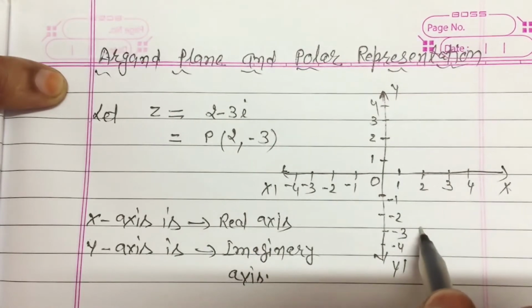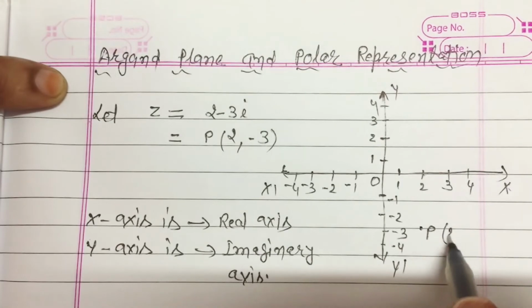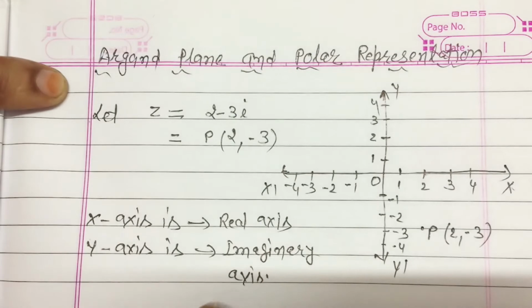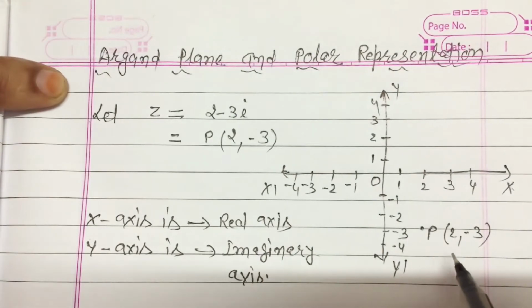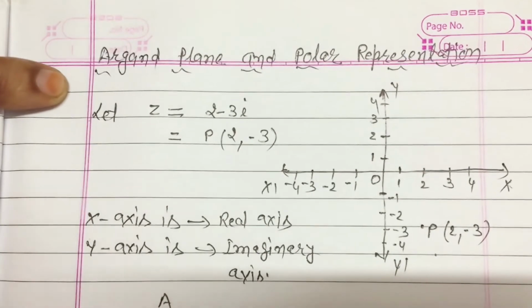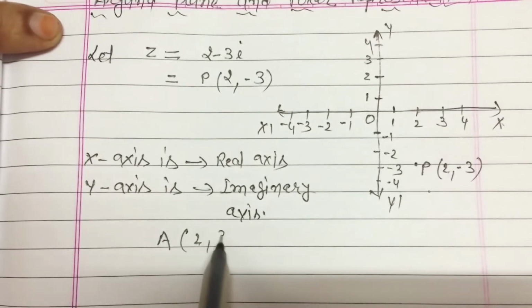So we represent it here. Okay, so P is a point (2, minus 3) and the plane having a complex number assigned to each of its points is called a complex plane, or the Argand plane. Suppose there is a point A. Okay, it is (2, 3).